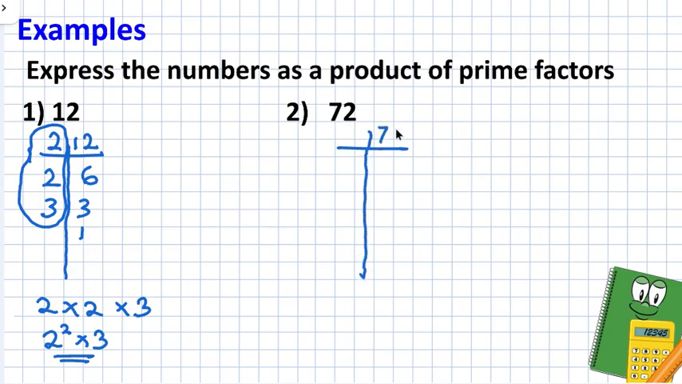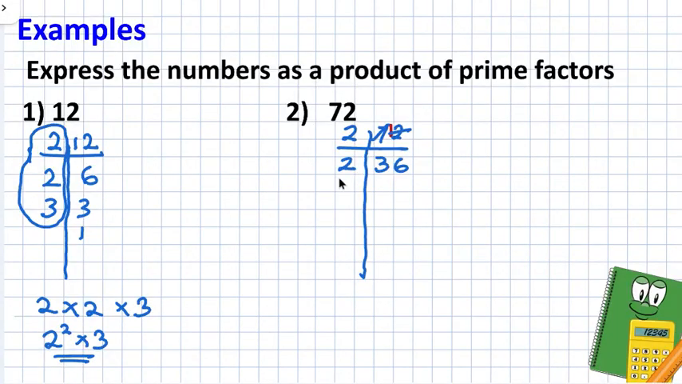So I'm going to start. The first prime number I'm going to use to divide this is 2. 2 going into 7 will give us 3, remainder 1. So I'll put the remainder 1 in front of the 2, which gives us 12. So 2 divided into 12 will give us 6. So 72 divided by 2 is 36.